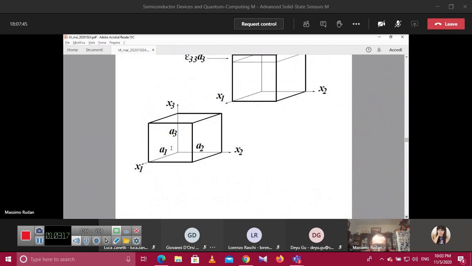And the purpose is to understand what happens if this block of material is subjected to external forces, okay? In general, this block of material is not alone, but it belongs to a larger body. So you may imagine that this block of material belongs to a much larger body that is, as a whole, subjected to external forces that produce deformations.